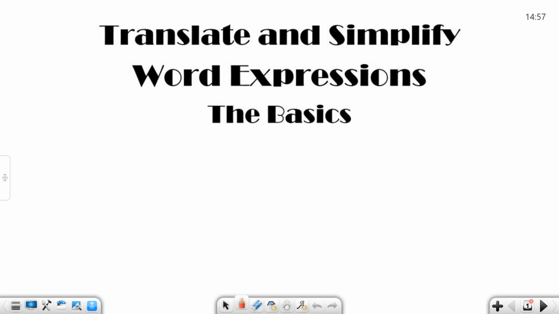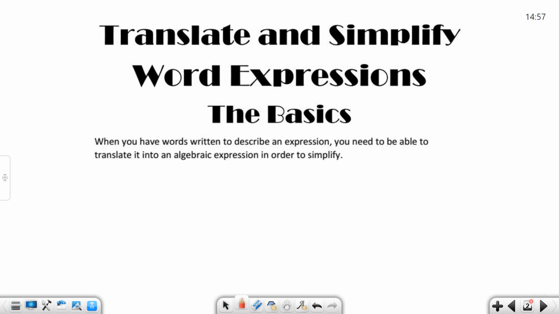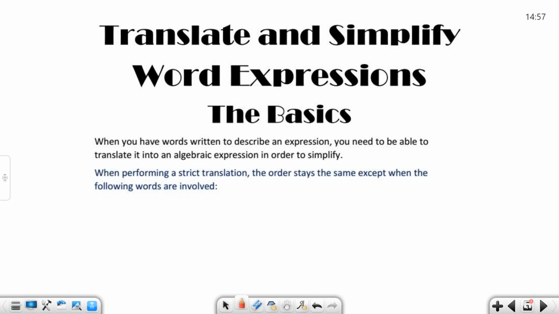Translate and simplify word expressions, the basics. All right, so what if you have words that are written to describe an expression and you need to be able to translate that into an algebraic expression, if you want to be able to simplify it. When you're doing a strict translation, the order stays the same. Whatever order the words are in is the order that you put the algebraic expression in, except when the following words are involved.